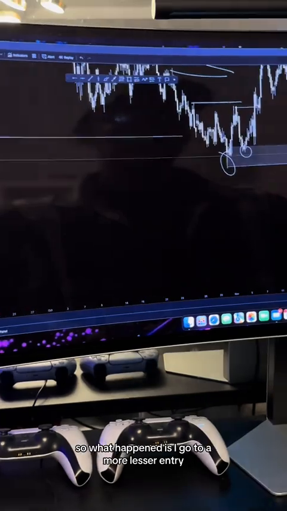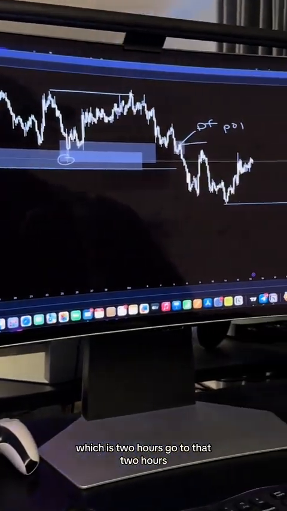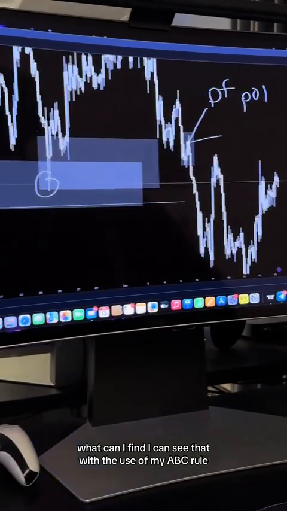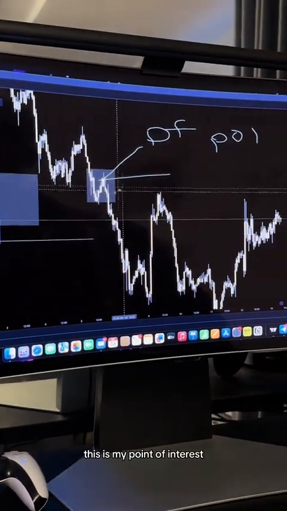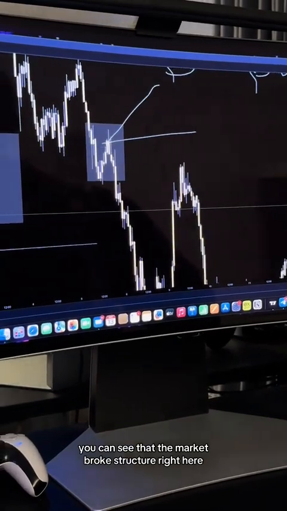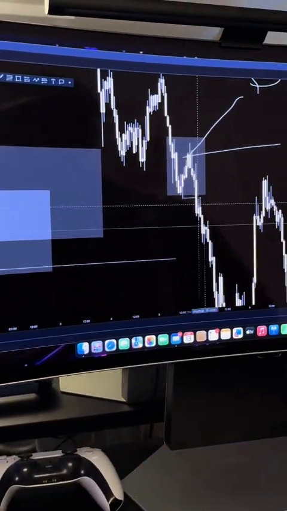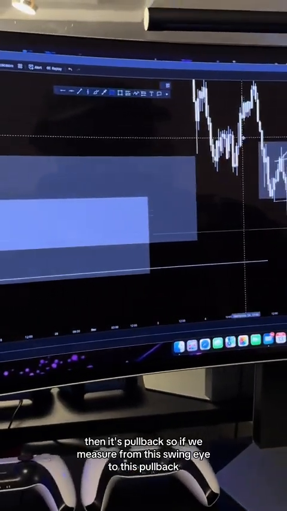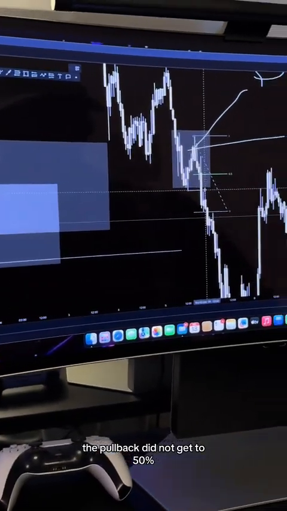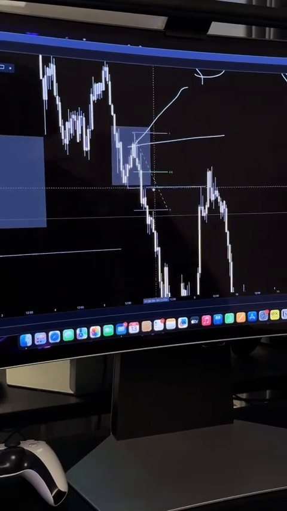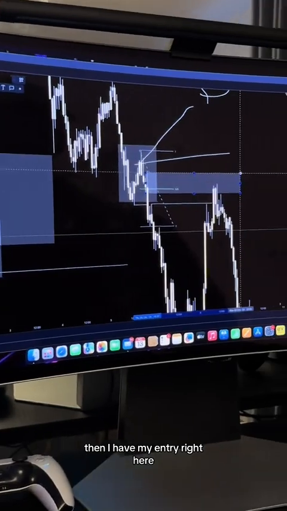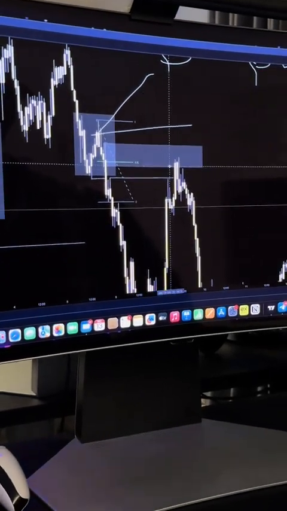So what happens is I go to a lesser time frame, which is 2 hours. Going to that 2 hours, what can I find? I can see that with the use of my ABC rule, this is my point of interest. You can see that the market broke structure right here. Then it pulled back. So if we measure from this swing high to this pullback, the pullback did not get to 50%, which makes it an incomplete pullback. Then I have my entry right here.